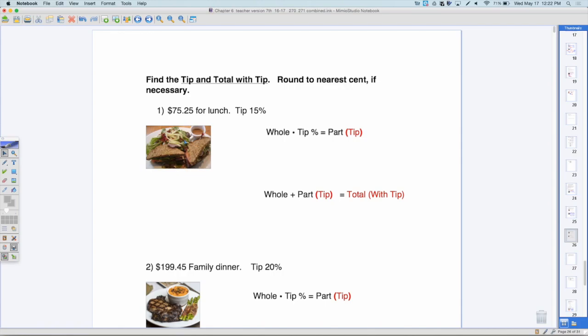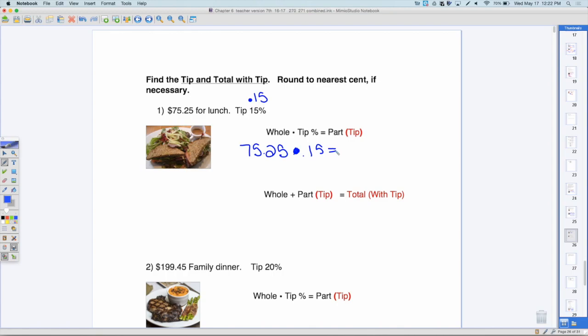For the next example, we're going to find the tip and the total with tip. We're going to round to the nearest cent if necessary. Lunch costs $75.25. We're going to tip 15%. So the formula is the whole amount times your tip percent as a decimal gives you the part. That's your tip amount. Then you take the whole, the price of the lunch, and add the tip amount, and that gives you the total with tip. So the price for lunch is $75.25. We're going to tip 15%, so as a decimal, that's 0.15.